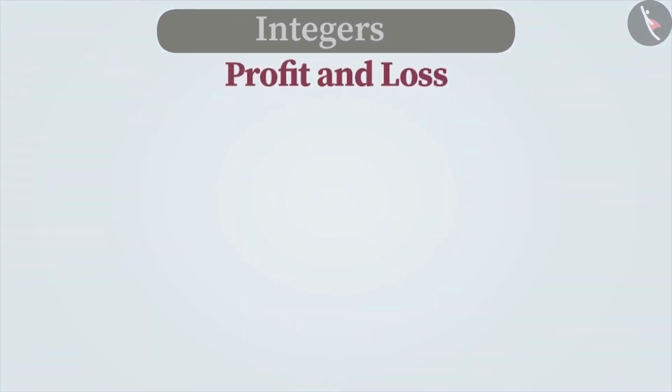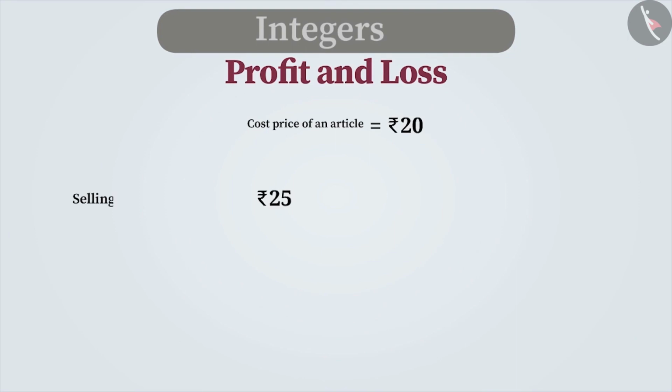While we are discussing money, let's also talk about profit and loss. Suppose a businessman sells an article worth rupees 20 for rupees 25. His profit is rupees 5. Since his profit is rupees 5, it is represented as plus 5.